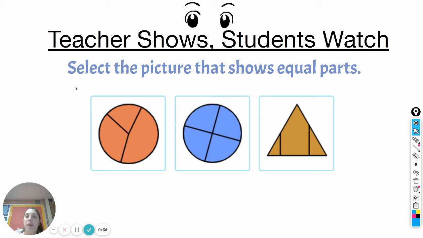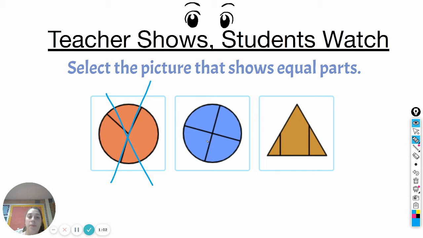It says select the picture that shows equal parts. If we look at this first orangish circle, you can see that this part right here is much larger than either of these two parts. If it's larger, that means it is not the same size, which means it is not equal. So I'm going to cross that one out because that picture does not show equal parts.